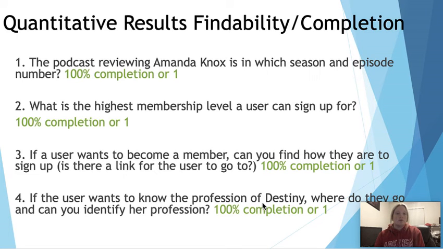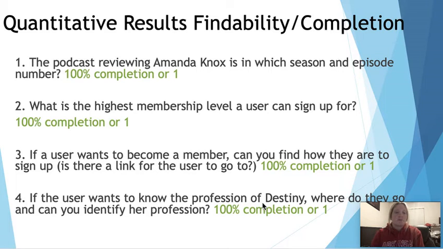All right, so for our quantitative results on that first test, the findability completion, for the first question, we actually saw a 100% completion, meaning that every participant was able to find this first task. So everyone got a 1, as they were either given a 0 or a 1. For question number 2, each participant also found this task, so this also got a 100% completion, or a 1, as well.